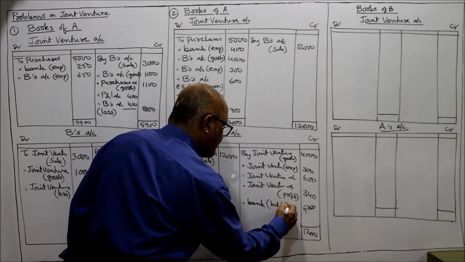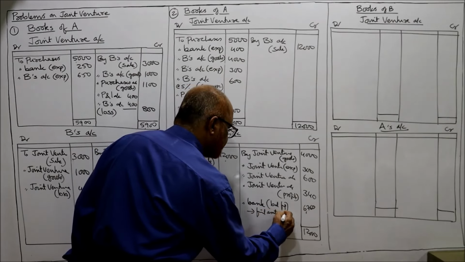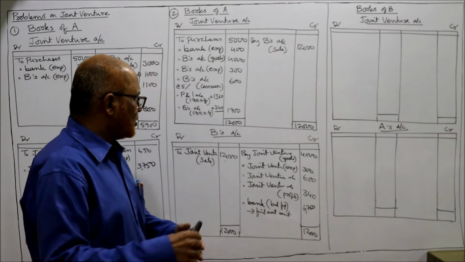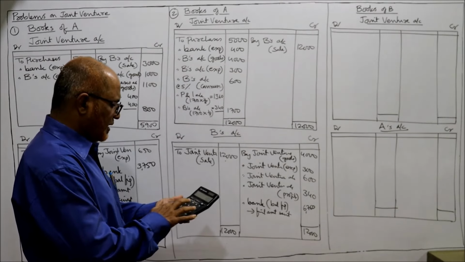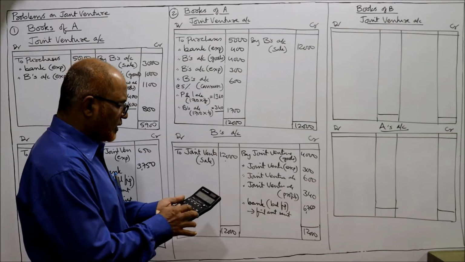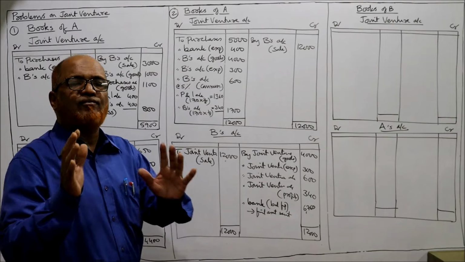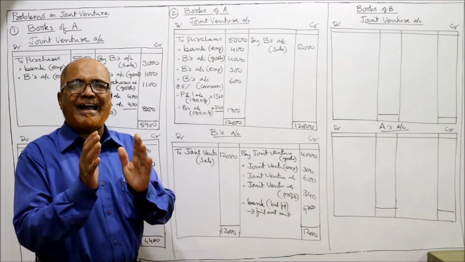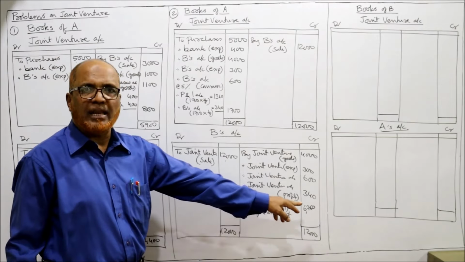Balancing figure. Final amount sent. You can check the balance: 12,000 minus 4,000 minus 300 minus 600 minus 340. You are going to get 6,760. So 6,760 is the final amount sent by B to A. So entry will be bank account debited to B's account. So B के account में credit side by bank balancing figure.